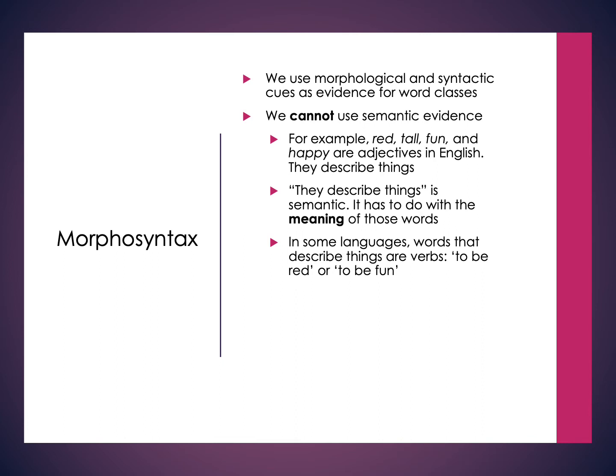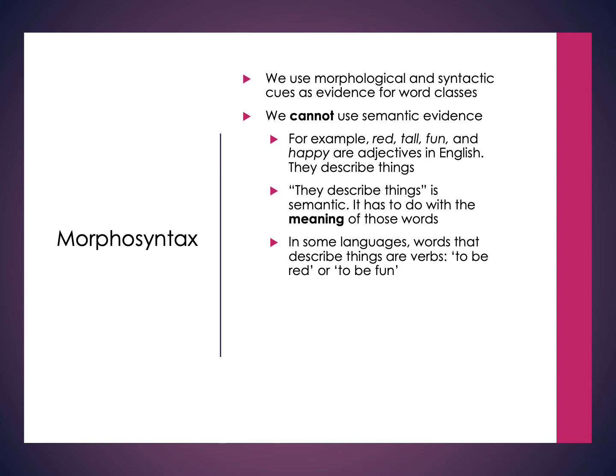So in this area, when we're trying to define if something belongs to a specific word class, you don't use semantic evidence for this. So for example, in English, red, tall, fun, happy are all adjectives. They describe things. But they describe things as a semantic definition, and it has to do with the meaning of the words and not the structure of the words. And in a lot of languages, words that describe things are actually verbs. So you would have a verb to be red or to be fun, and they're not actually using adjectives to do so. So we want to use the structural evidence of that specific language to describe and define what things go with what.